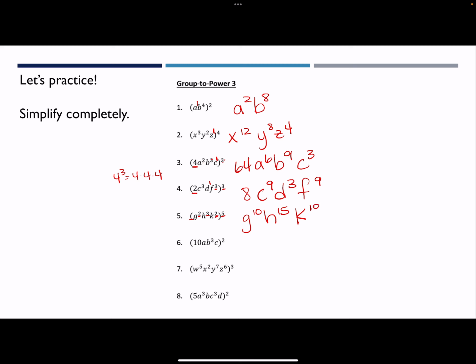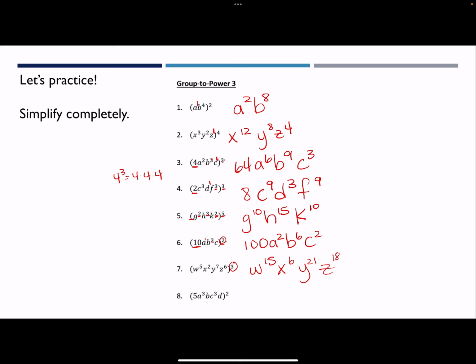Number 6, again, we have that coefficient of 10. So we do 10 squared, which is 100. A is already raised to the first power, so it's a to the 1 times 2, so 2. B to the 3 times 2, so 6. C to the 1 times 2, so 2. Number 7, no coefficient, so we're just multiplying all those exponents. We're multiplying all these exponents by this power 3, right? So w to the 15th, x to the 6th, y to the 21, z to the 18.